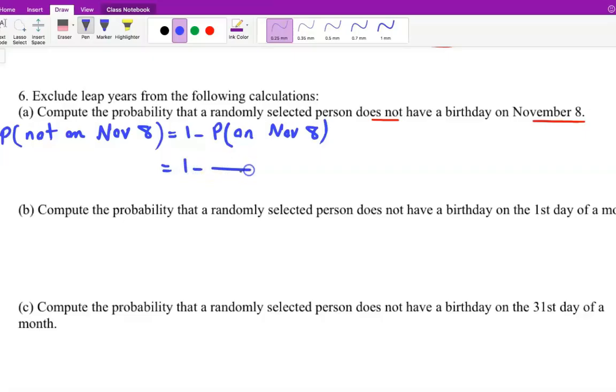1 minus, how many November 8s do we have in a year? We only have one day, that is November 8. And in total, how many days do we have in a year? 365. Okay, rounding it, that is the answer.